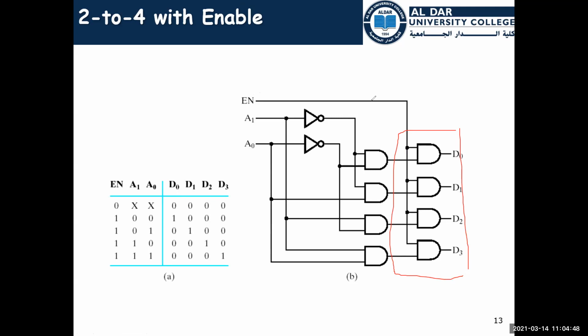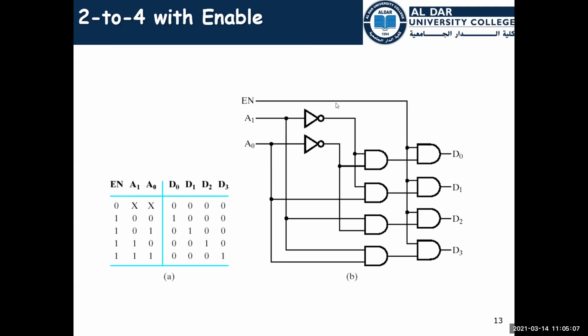So if this enable signal is on, or 1 as here, all of the outputs work normally, but if enable is 0, irrespective of the values of A1 and A0, the output will be all zeros.